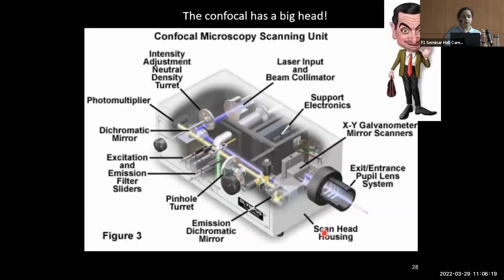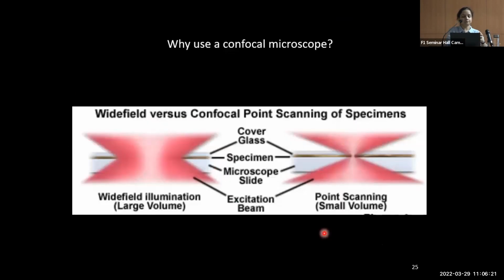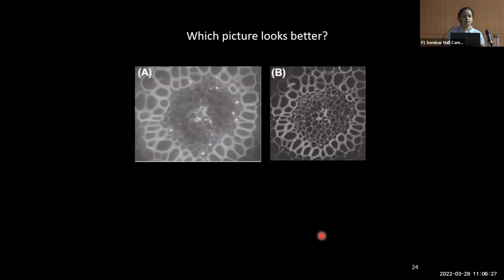Because confocal manages to restrict your light in one plane and therefore gives you a much better picture. The picture on the right looks much better than the picture on the left, right? So the left is an epifluorescence picture, the right is a confocal picture, and the resolution or clarity has been immensely increased because of limiting or restricting the light to one plane.